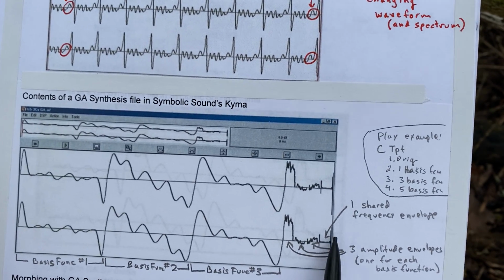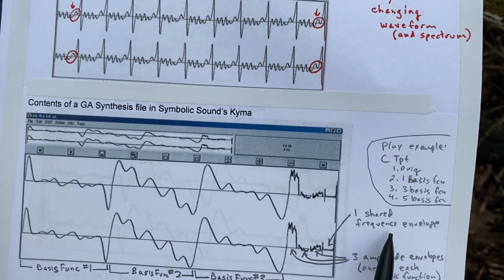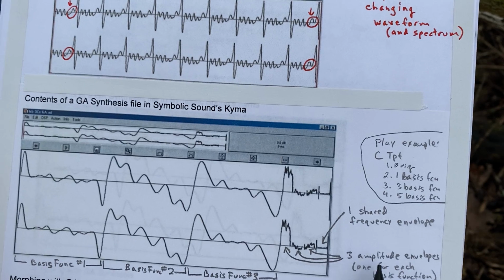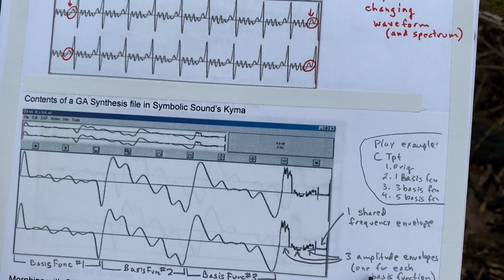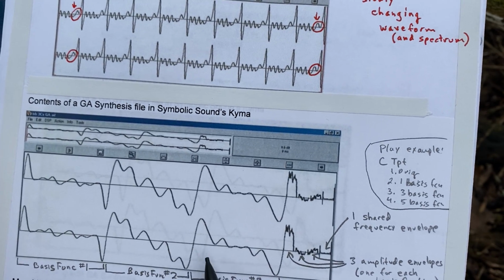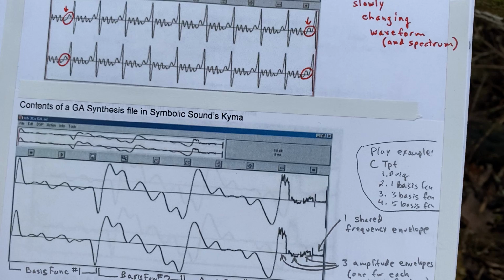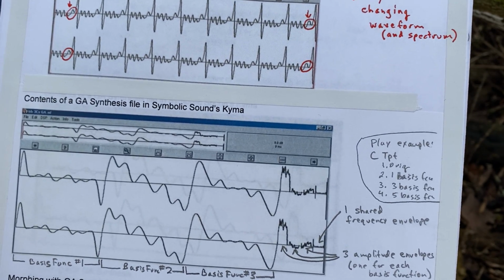Finally, there's one shared frequency envelope. When these three phase oscillators run to synthesize a sound, all three of them have exactly the same frequency envelope. And that's very important. You don't want them to be at different frequencies, because then you get constructive and destructive interference between the harmonics. But if they have exactly the same frequency envelope, then you don't get that.